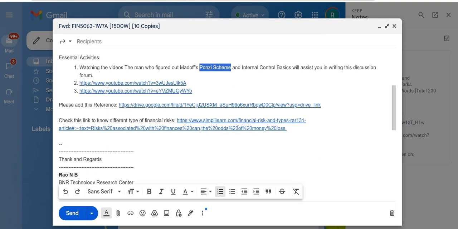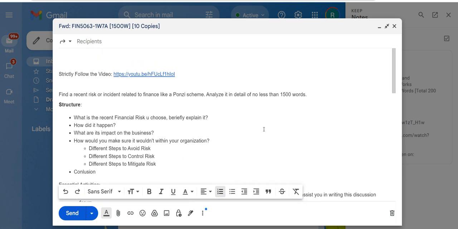To find what financial risks are and how they impact the organization, you can search in this link. Next, after describing what kind of risk you identified, what the organization is, and what the risk is, you are supposed to discuss how that risk happened. So, what is the process? Step by step, you are supposed to explain how the risk that you have selected usually happens.